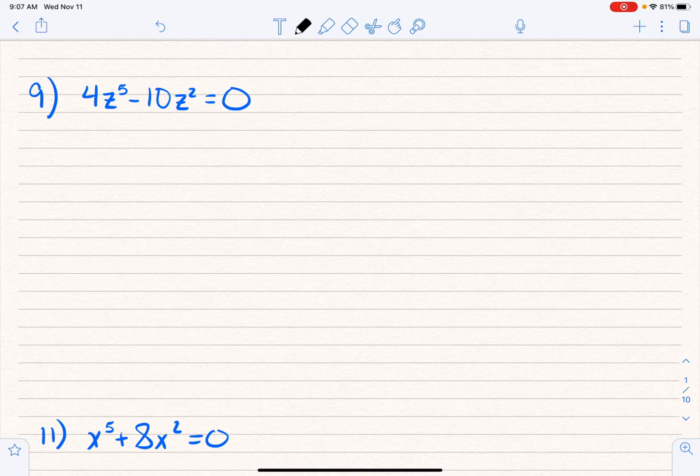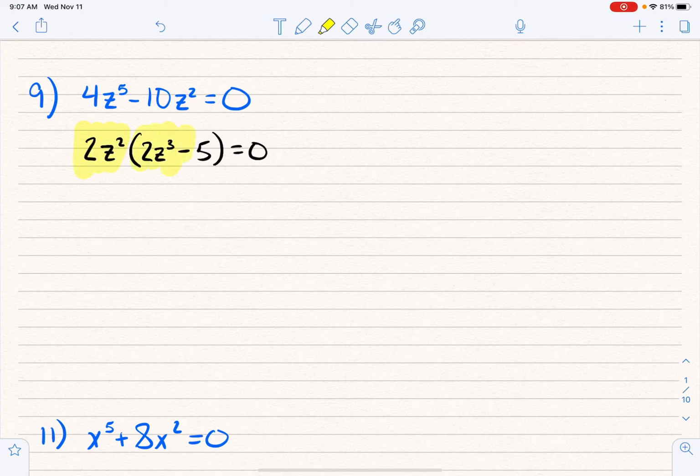On this first one right here, the most that I can factor out is a 2z squared out of each of these. And that would leave me with 2z to the third minus 5 equals 0. And remember, we said before that if we have something times something else and it equals 0, then one or both of those things have to equal 0. So I set them equal to 0 right now.